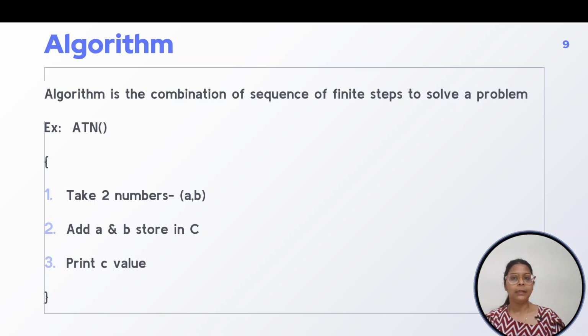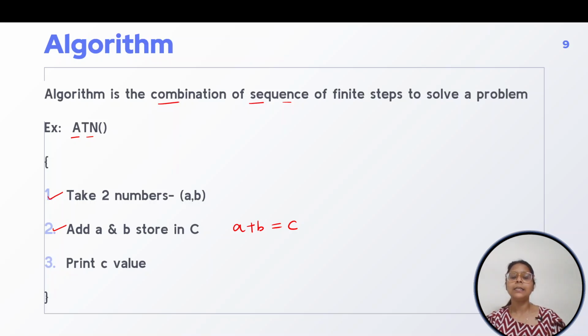Now let's take a simple example. I told you that it's a sequence of finite steps, a step-by-step process to solve a problem. So these both are the same thing. Let's say I'm writing an algorithm for addition of two numbers. I take two numbers a and b, add them, and store the result in C. So A plus B equals C, and now I'm printing C. This is a simple algorithm for addition of two numbers.